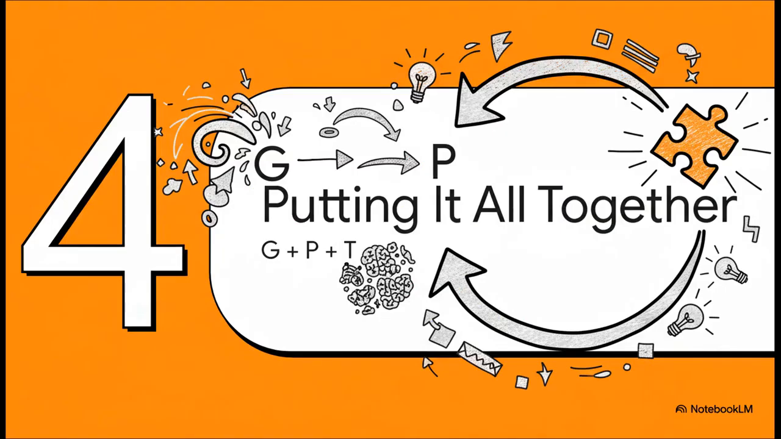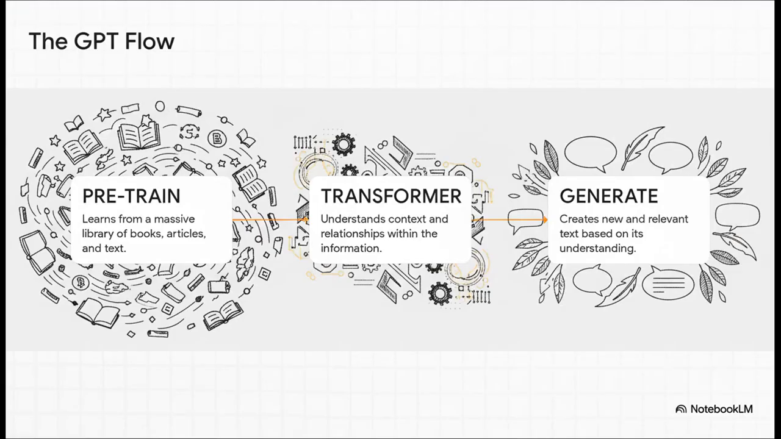All right, so we've got the generative engine, the pre-trained knowledge, and the transformer's amazing ability to understand. Let's put all three pieces together now and see the whole picture. It all works in this really simple but powerful flow. Step 1, the model is pre-trained on that giant library of data. Then, step 2, the transformer architecture gives it the power to understand the context and all the relationships in that information. And finally, step 3, using that deep understanding, it can generate a totally new and relevant response just for you.